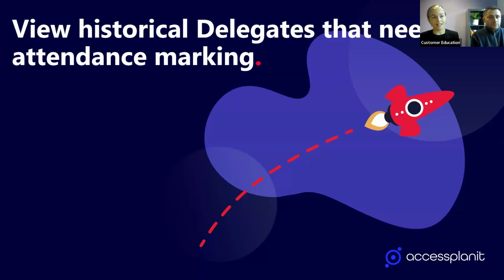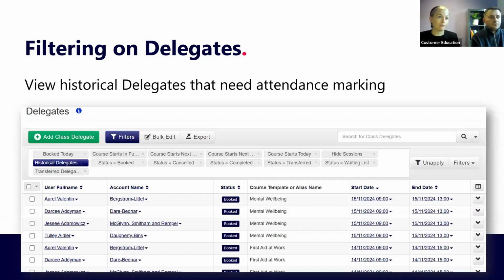Okay, so our next filter is one to show us all delegates that are on past courses that haven't had their attendance marked yet. For example, they still have the status of booked despite their course being in the past. This filter is really good if you're trying to stay on top of that course admin, making sure certificates, survey links, no-attend emails, that kind of thing, have all gone out as soon as possible after your course is run.